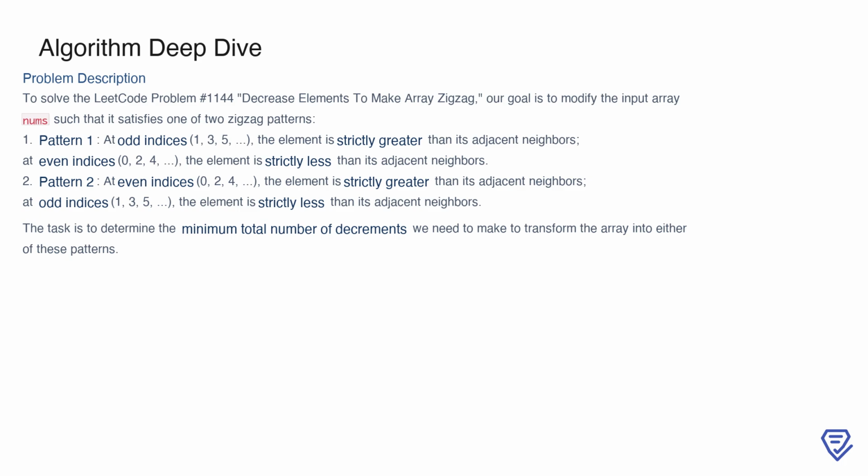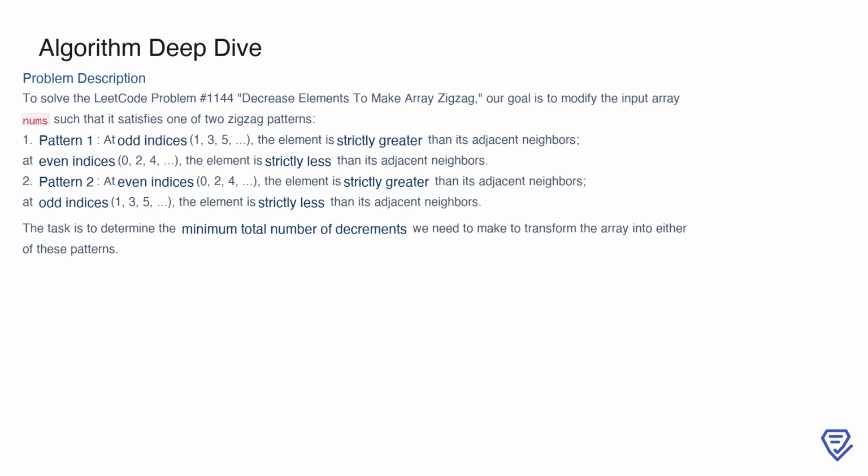In this problem, we are tasked with transforming an array so that it adheres to one of two possible zigzag patterns. The first pattern requires that elements at odd indices are strictly greater than their adjacent neighbors, while elements at even indices are strictly less than their neighbors. The second pattern flips this requirement: elements at even indices must be strictly greater than their neighbors, and elements at odd indices must be strictly less. Our goal is to find the minimum number of decrements needed to transform the array into one of these zigzag patterns. The challenge lies in calculating the cost of adjustments for both patterns and deciding which one results in the least modifications.